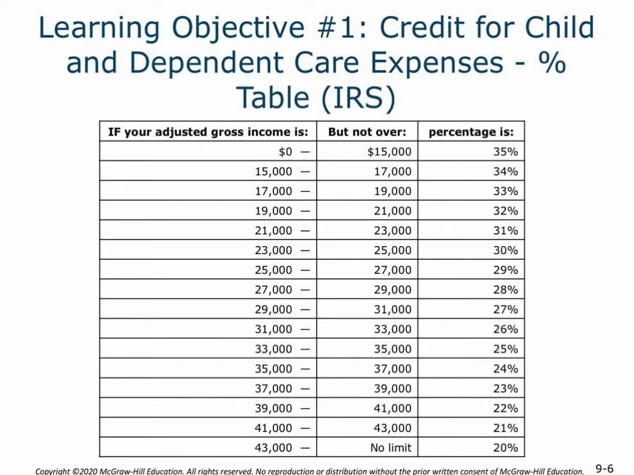So here's the table that I referenced earlier that shows that if we're at $15,000 or less, then the percentage we're going to use is 35%, and if we are over $43,000, then the amount we're going to use is 20%, and you can see the decline in the percentage as we go from that 15,000 to the 43,000.